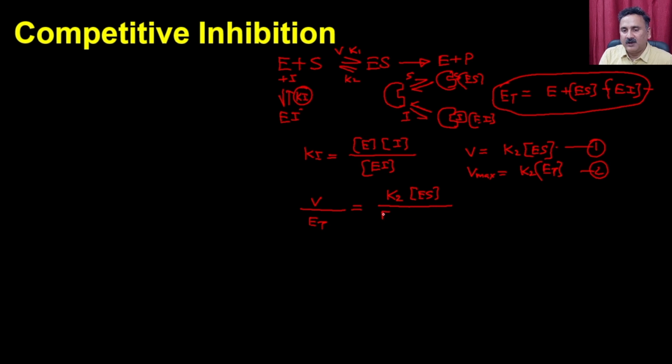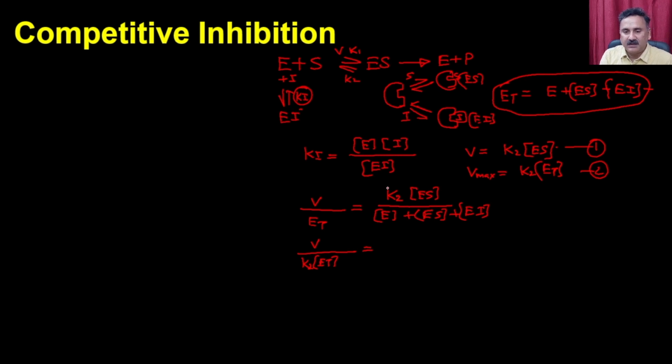So you can put that concentration of E plus concentration of ES and the concentration of EI. These are the ET, right? So if I put the ET from here, I can take this V by K2 ET. So this is what I can put here, and I can be able to do this.